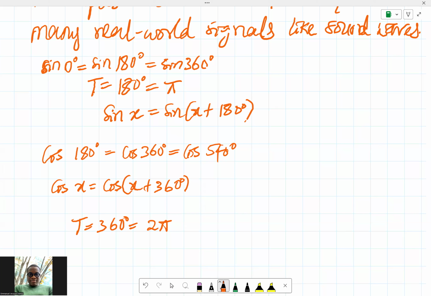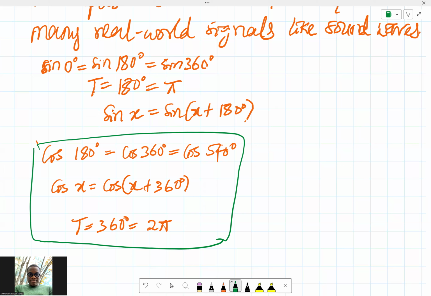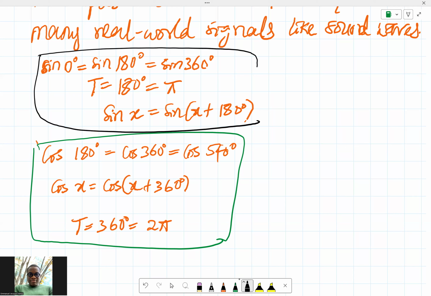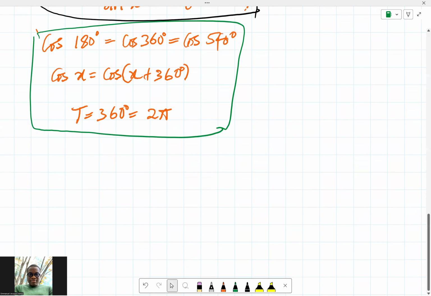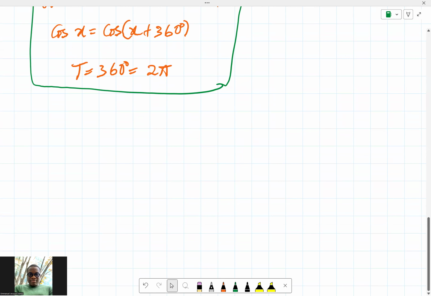Then it means that the period for cosine is actually 2 pi, while the period for sine is pi itself. Yeah, that's the idea here. So it means that after every period, you come back to the same thing. For instance, if you start with sine 1, sine 1 is going to be the same thing as sine 181, the same as sine 181 plus 180. So as you keep adding 180, you keep getting the same result. That's what this simply talks about.